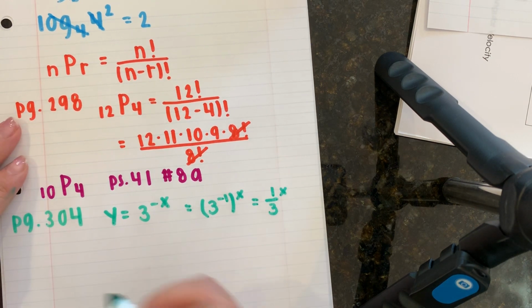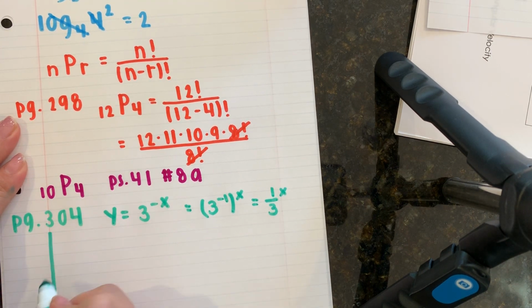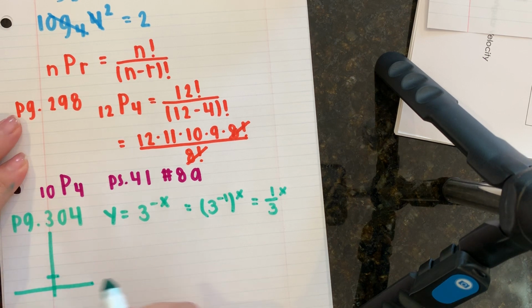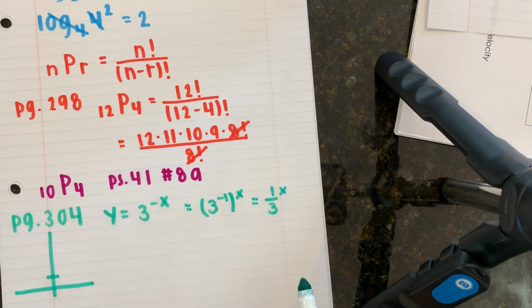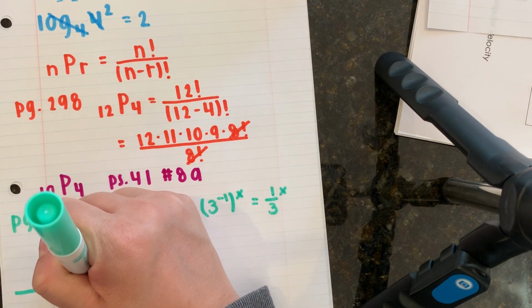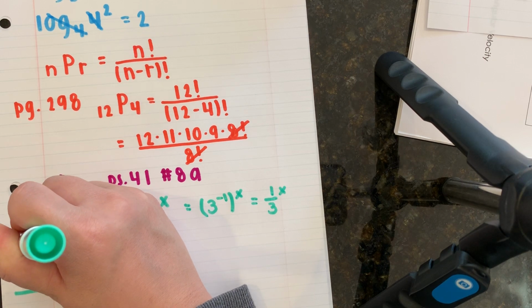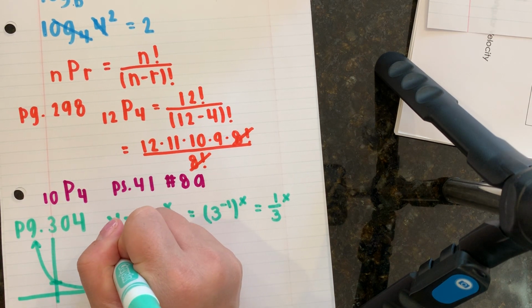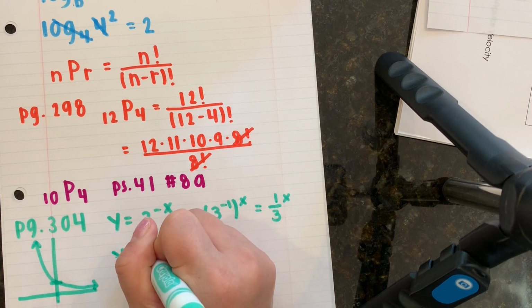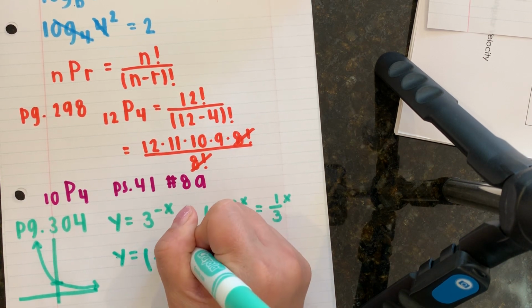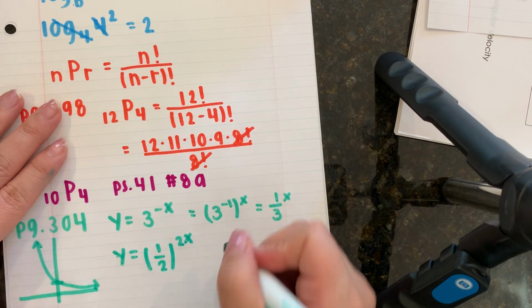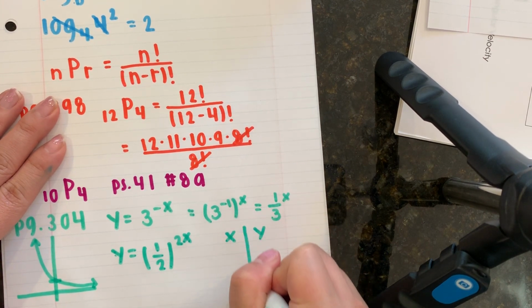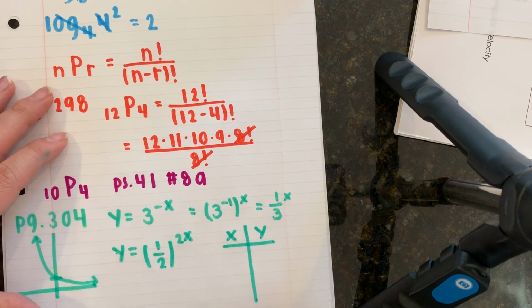So when I graph that, if you remember from when we first learned about exponential functions, anytime your base is less than 1 but greater than 0, it would start on the right side and grow exponentially from right to left and would look something like this. Now, if there's a number in that exponent, like on page 305, I have y is equal to 1/2 to the power of 2x.